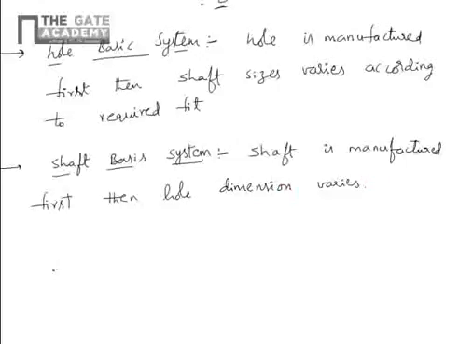Out of this, hole basis system is easy and application wise mostly they use hole basis system only. If once you manufactured hole, then accordingly you can change the size of the shaft. That's why hole based system is more in practical usage. This is about fundamentals of limits and fits, and then we start with types of fits.